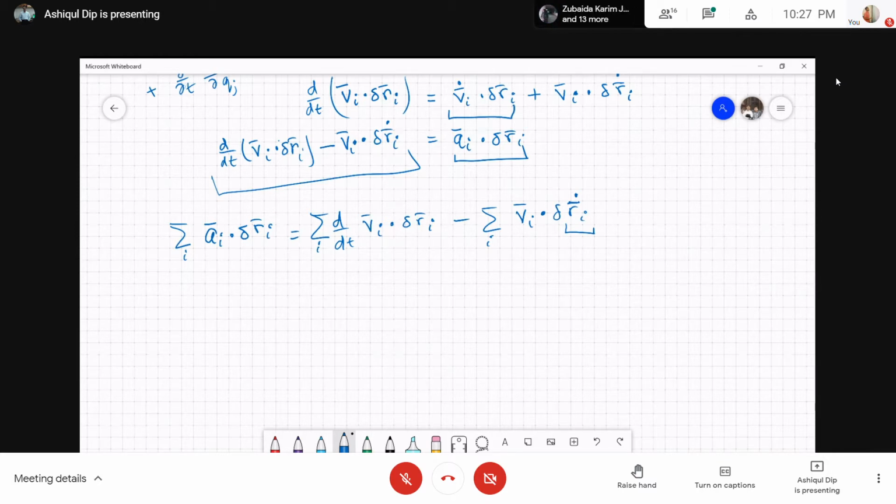What is r_i dot? It is the velocity of the ith particle. So this is basically v_i, right?